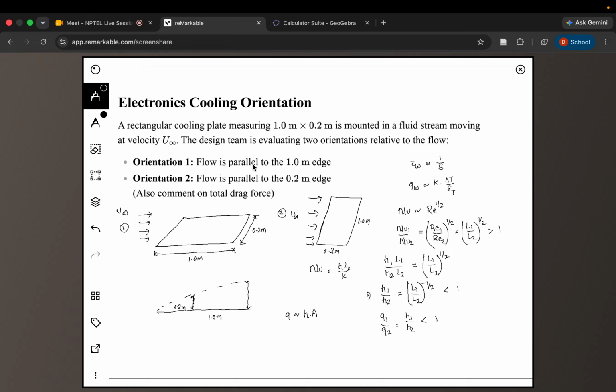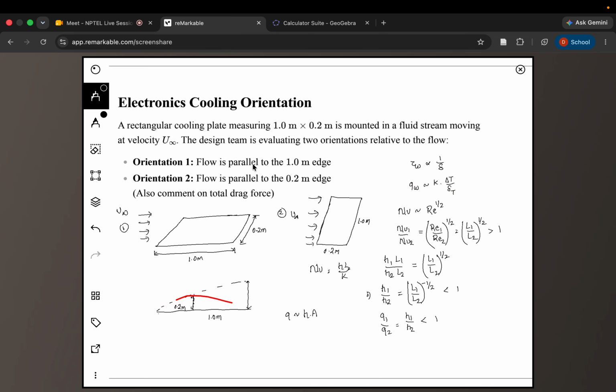Or you can also think from a different perspective, where you start from the equation that heat flux scales as k times delta T by the thermal boundary layer thickness. Delta T is the same for both orientations, and thermal conductivity is also the same for air in both cases. So the heat flux will be inversely proportional to the thermal boundary layer thickness, and we already know that as you go away from the leading edge, your boundary layer thickness will keep increasing.